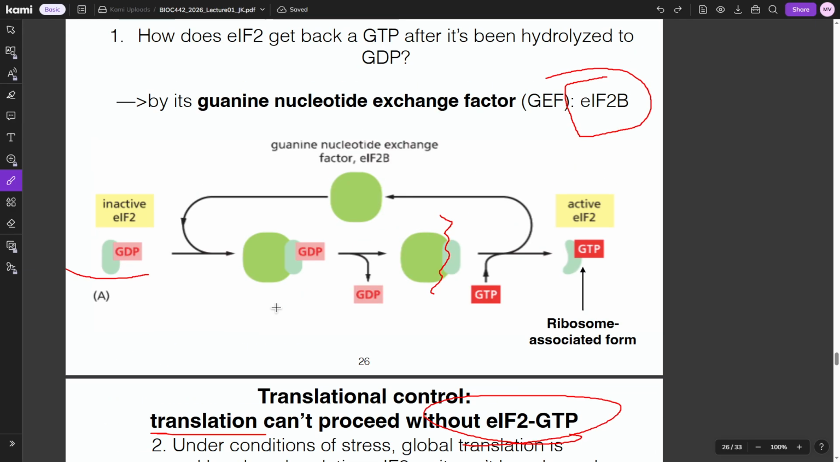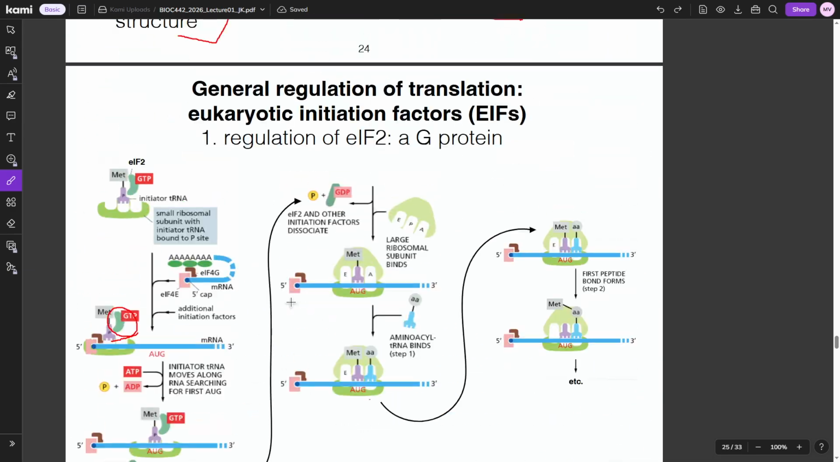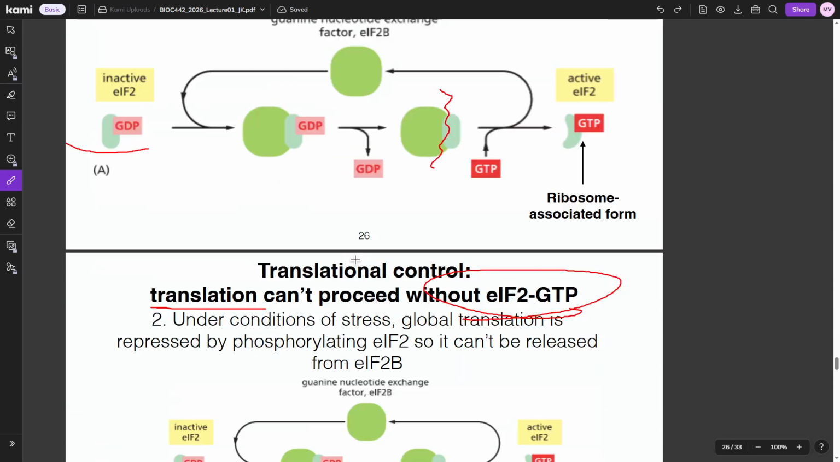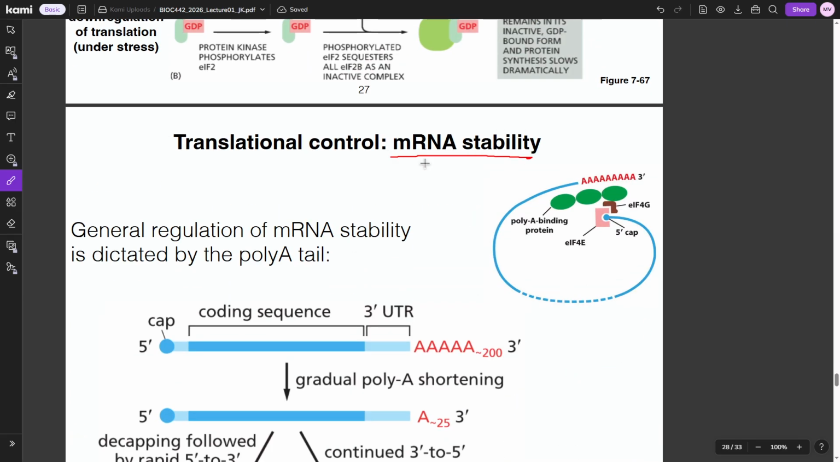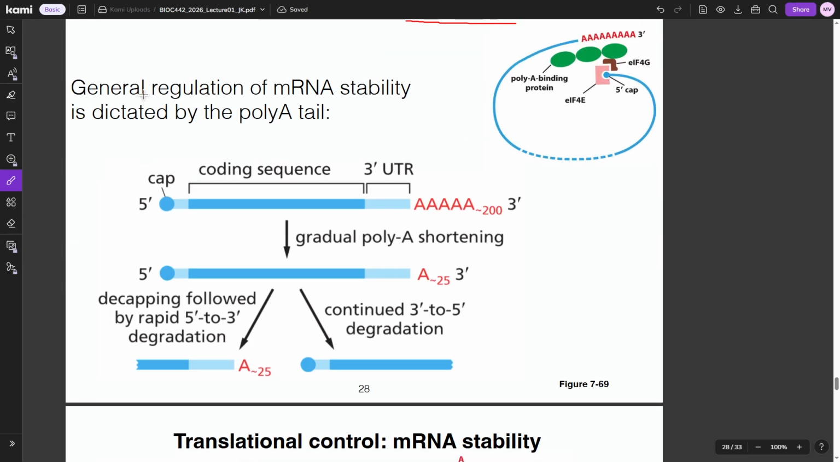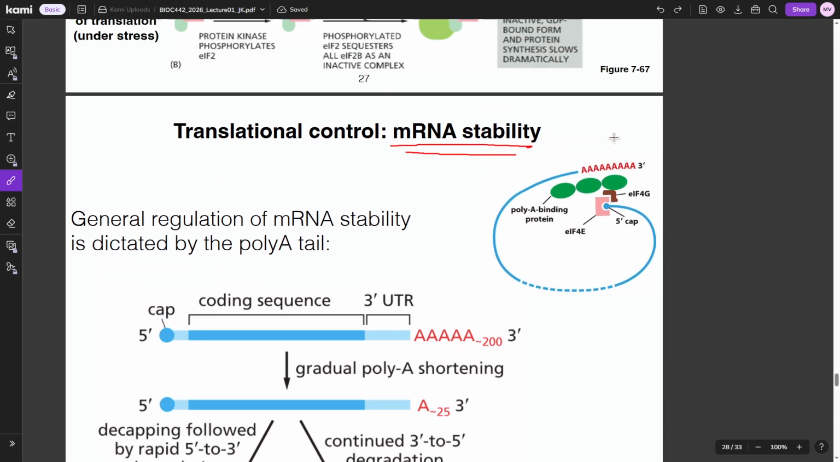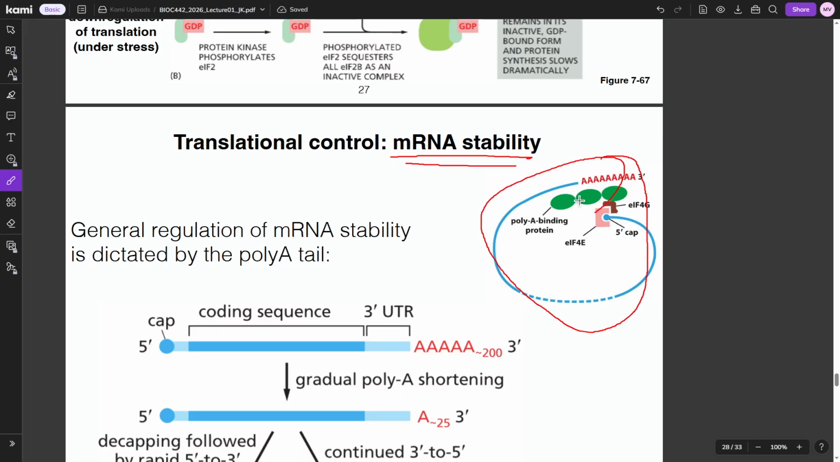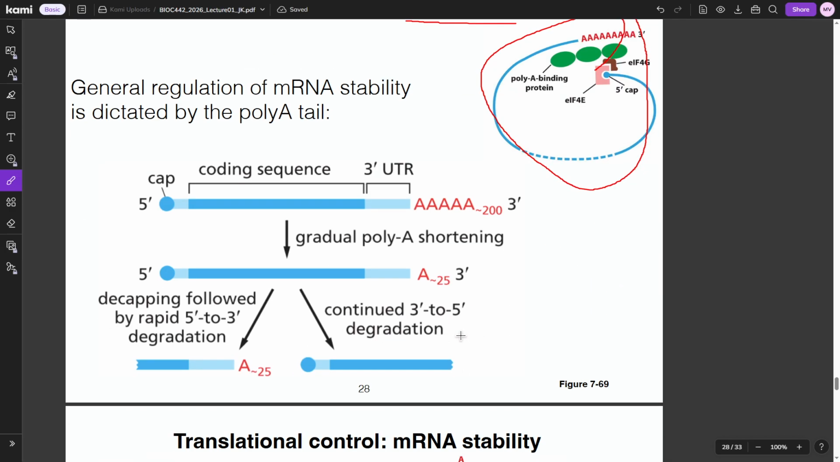So this is talking specifically about translational control at the ribosome level, but let's talk about translational control at the mRNA level with mRNA stability. So, general reduction of mRNA stability is dictated by the poly A tail. This should be pretty self-explanatory. We've got a 5' cap, we've got a poly A sequence, we've also got this complex here. These help stabilize the mRNA so that when you want to translate it, it doesn't just explode.